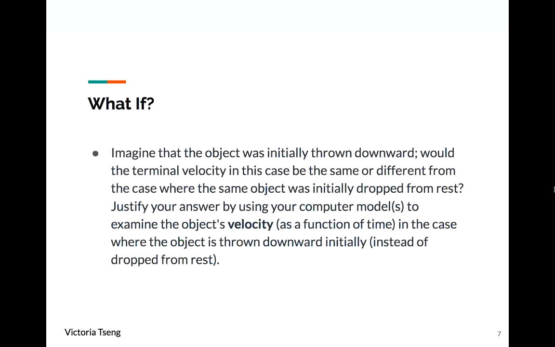We are then asked about a scenario where the object is initially thrown downward. If the ball is thrown downwards, it will reach its terminal velocity quicker, but the terminal velocity will be the same because terminal velocity is dependent on mass, surface area, and density of the medium it's falling through, and none of that is changing.